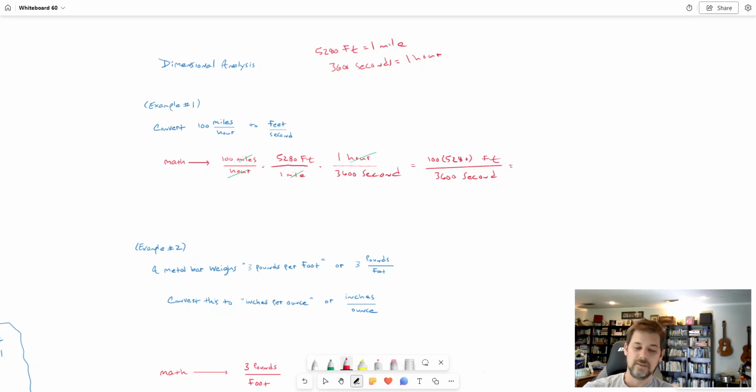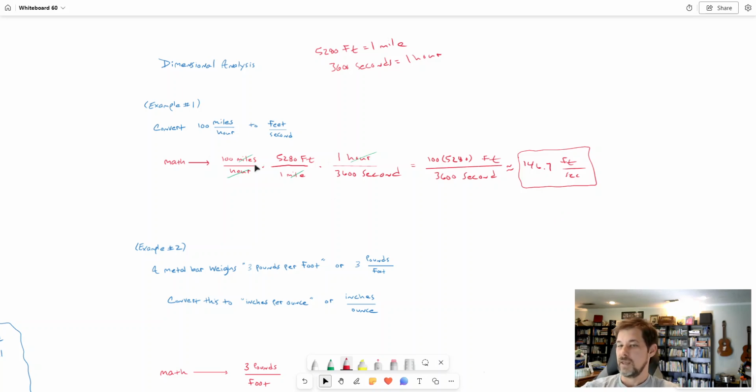Okay, and then let's get that number with our calculator, see what it is. So 100 times 5280 divided by 3,600, so that turns out to be 146.7 with a little bit of rounding. Okay, 146.7 what? Feet per second. So if something is moving 100 miles for every hour of time that goes by, it's also moving 146.7 feet for every second that goes by. Okay? We just converted one thing to another.